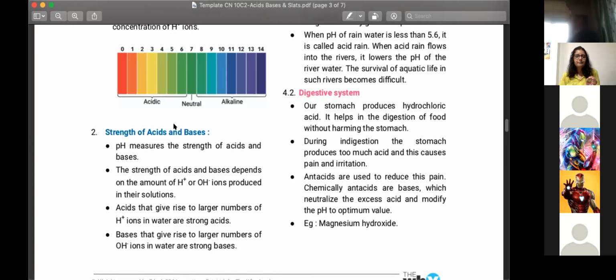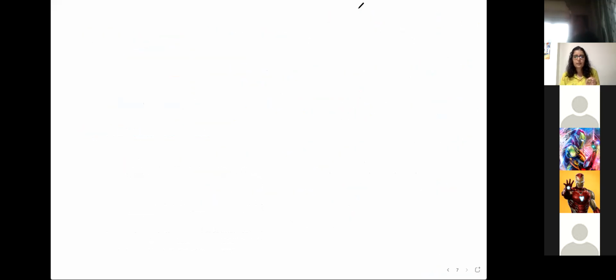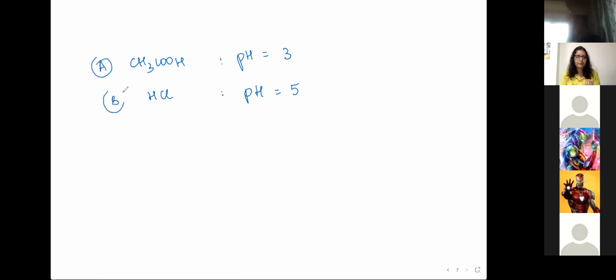So for example, if I took a solution, like CH3COOH, whose pH is 3, like I took a really concentrated thing. And if I took HCl, whose solution pH came out to be 5. Okay, let me call this A and let me call this B. So which solution is more acidic, A or B?